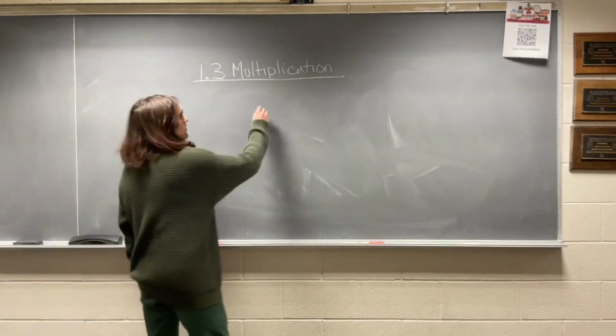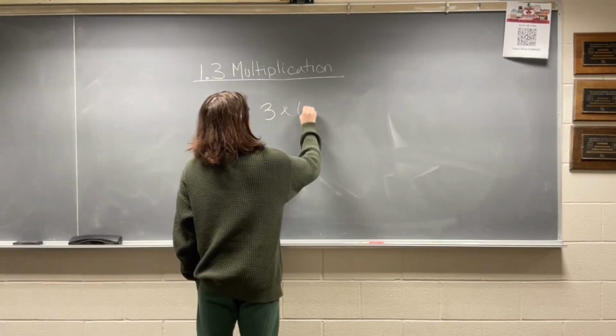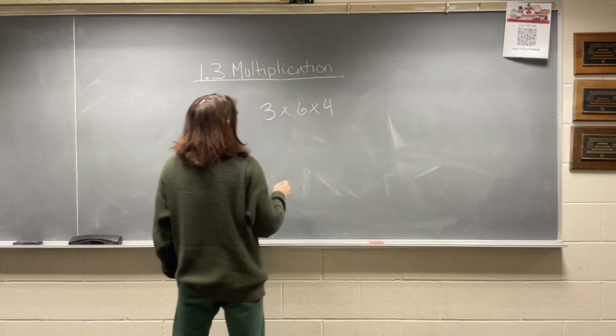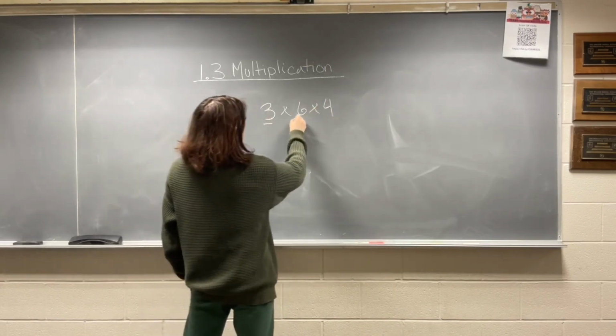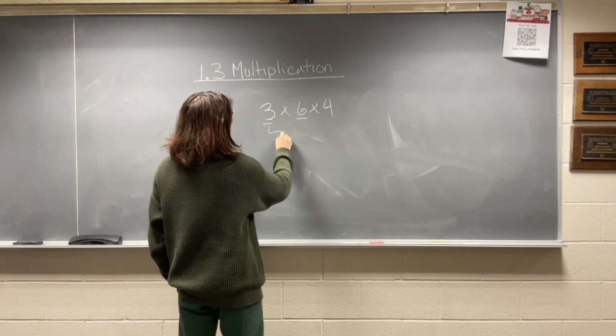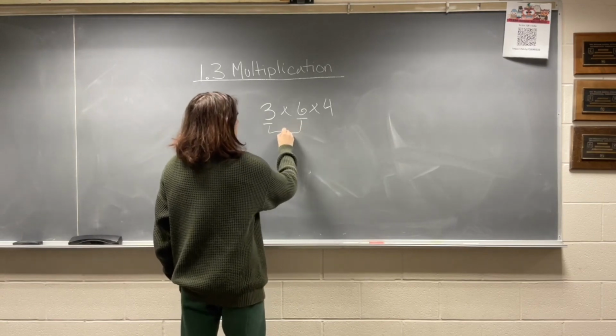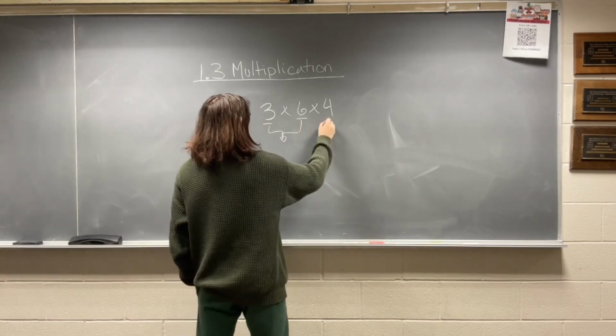So let's say we have an example of 3 times 6 times 4. Well, we can show, well, let's do 3 times 6 first. Let's bring that out. So 3 times 6, and then we'll do it times 4.